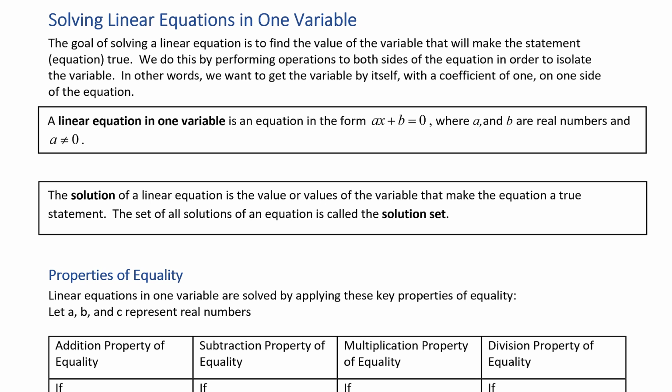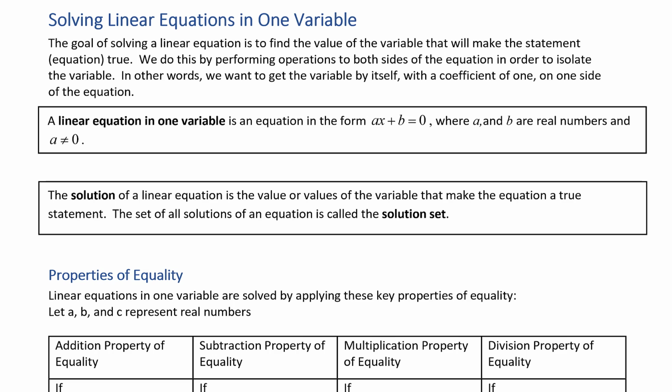A linear equation in one variable is an equation in the form ax plus b equals 0, where a and b are real numbers and a is not equal to 0. The solution of a linear equation is the value or values of the variable that make the equation a true statement. The set of all solutions of an equation is called the solution set.